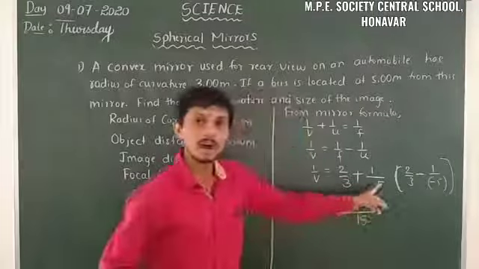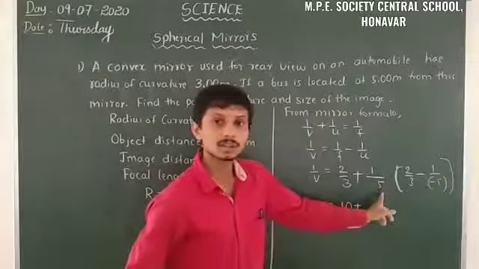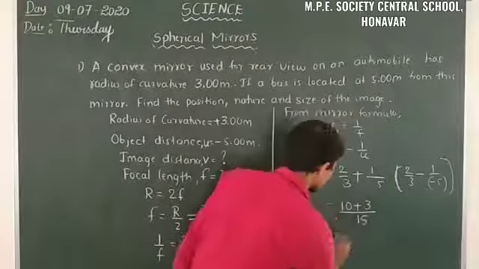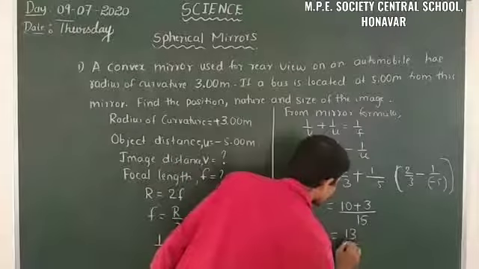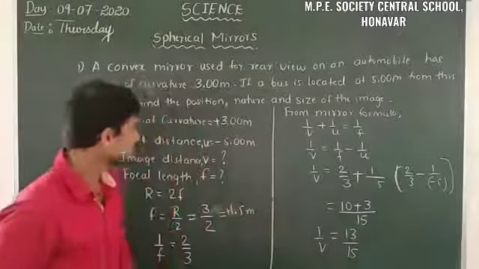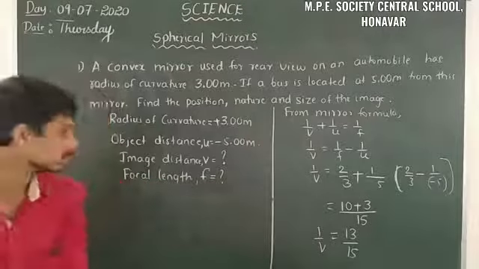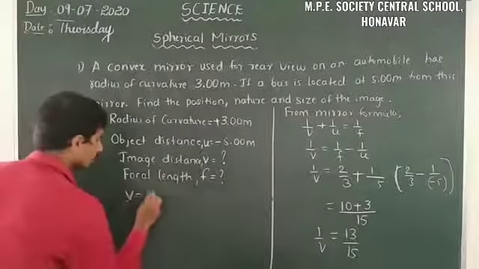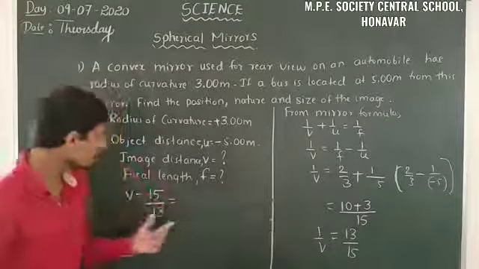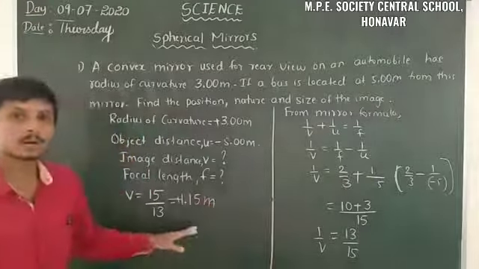Then here, if we get the denominator as 15, we have to multiply with 3 here. So likewise we have to multiply with 3 in the numerator. That means 3 we got here. That is 13 by 15 we got here. So 1 by v is equal to 13 by 15. So then what is v here? So v is equal to 15 by 13, it's a positive term. So the answer is 1.15 meter here. So it's plus 1.15 meter.